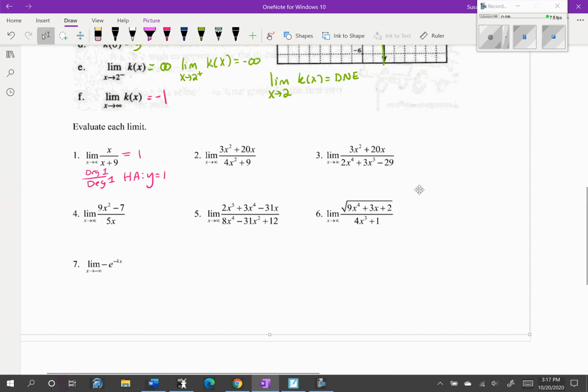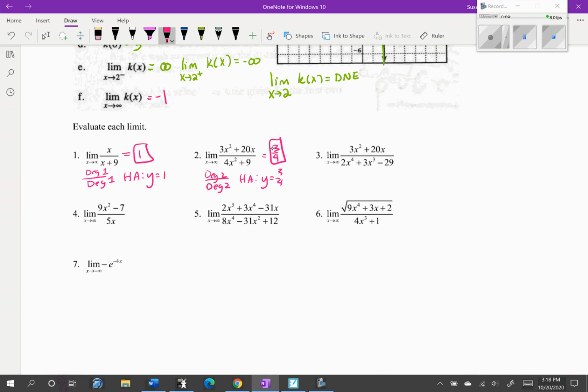So if I look at the next one, same thing. This is a rational function, so we can use what we learned for rational functions in order to help us find the limit as x approaches infinity. The degree of the numerator and the degree of the denominator are both 2. So degree 2 over degree 2 means that we have a horizontal asymptote at the leading coefficients, which in this case would be 3/4. So the limit as x approaches infinity is going to be approaching 3/4. You could also confirm that using your graphing calculator if you want to plug it in.